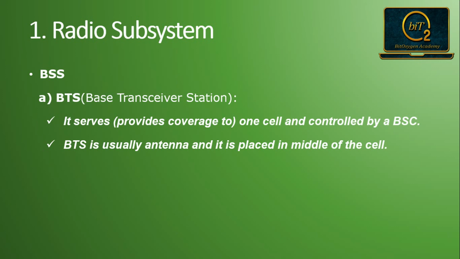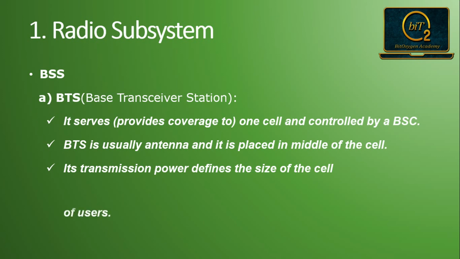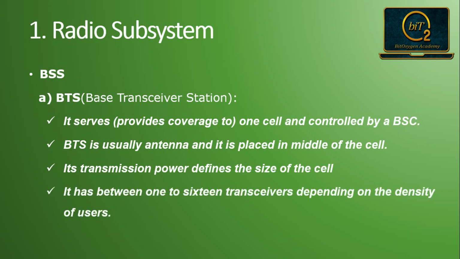It is placed in the middle of the cell. Its transmission power defines the size of a cell. The BTS contains the radio transmitter and the receiver that defines a cell and handles the radio link protocol with the mobile station. Each BTS has between 1 and 16 transceivers depending on the density of users in the cell.